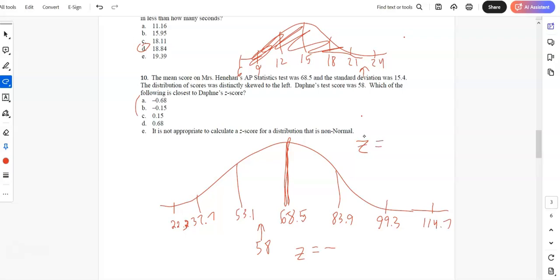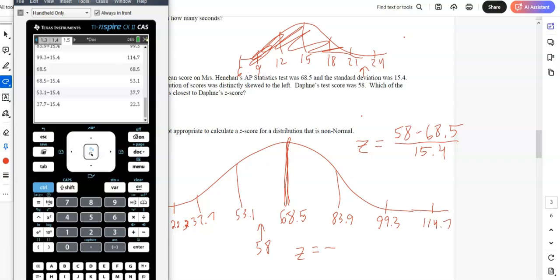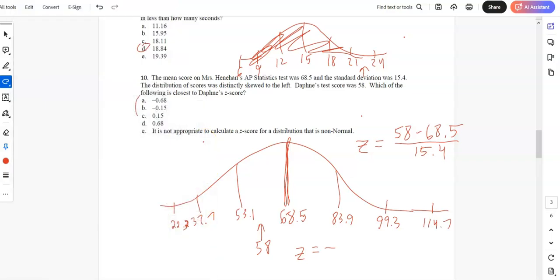I mean, let's just use the equation, right? Let the equation do the work. So it says the value is 58 minus the mean is 68.5, and the standard deviation is, what was it? 15.4. So if you type that in, you get 58 minus 68.5 over 15.4. Negative 0.68. And that's the answer.